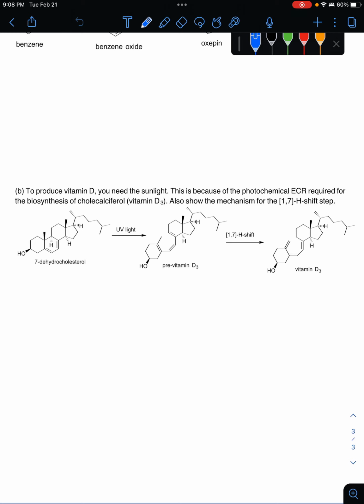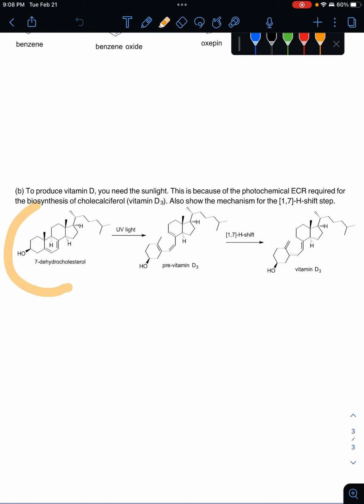Okay, vitamin D, you've probably heard that it's really important for the immune system. It's an immune system modulator, and it is actually synthesized within our body in our skin. But you've probably heard that you need to get some sunlight, or you're not going to have your vitamin D. And there's actually a chemical reason for that. In fact, there's actually a Woodward-Hoffmann reason for that.